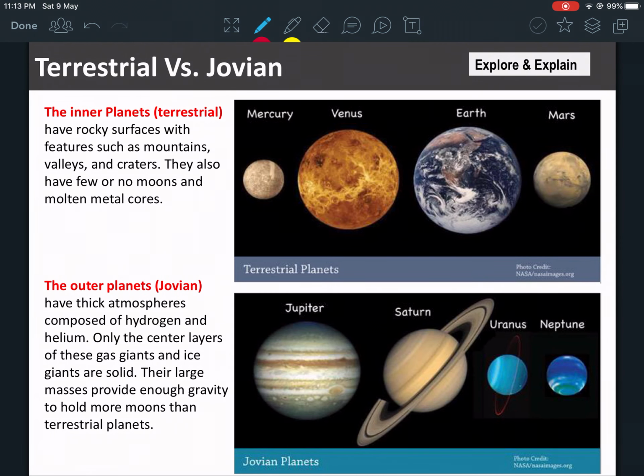So the terrestrial planets are mainly rocky. They have rocky surfaces, and they're the ones that are closer to the sun, and the Jovian ones are the ones that are further away. The terrestrial planets have fewer moons. The Jovian planets have more moons because they're bigger. They have more mass, and therefore their gravitational force is able to hold more moons.